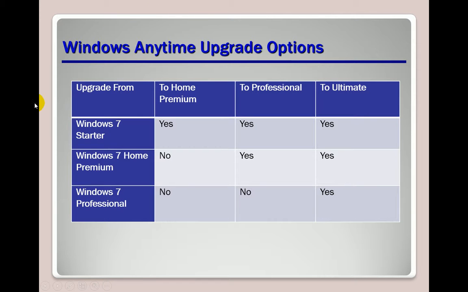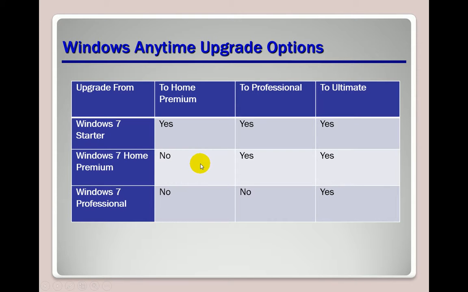The next thing I want to take a minute and talk about is the Anytime Upgrade. We've mentioned this before in class. The Anytime Upgrade allows me to move from a Windows 7 edition that's got fewer features and upgrade to a more powerful Windows 7. So if I had Windows 7 Starter, I could do an Anytime Upgrade to Premium or to Professional or to Ultimate. In doing so, I pay Microsoft for a key.